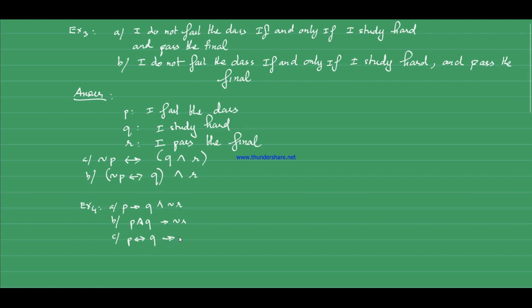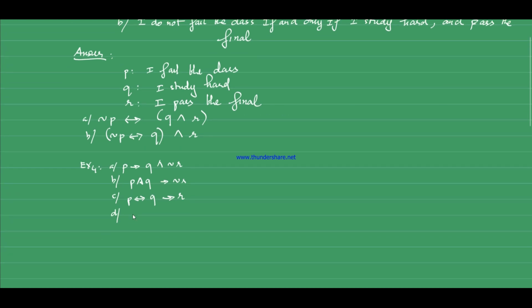D, I have P implies Q if and only if R. E, P and Q implies R or S if and only if... Okay, so they have four of them, and at the end I have P or Q, P and Q or R. So I have something like this.